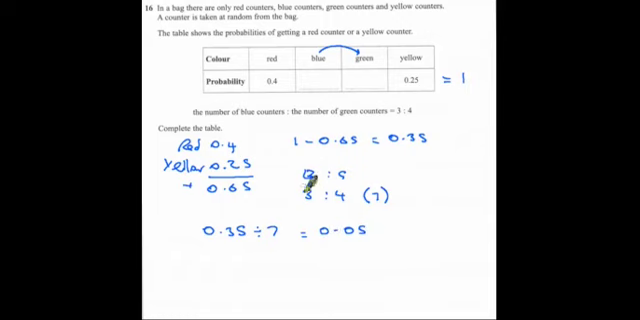We then need to put that back into the ratio. Blue has 3 parts, so that's 3 times 0.05, which equals 0.15. That is our blue answer. Green has 4 parts of the ratio, so that is 4 times 0.05, and that is 0.2. So 0.2 in the green box, and we have completed the table.